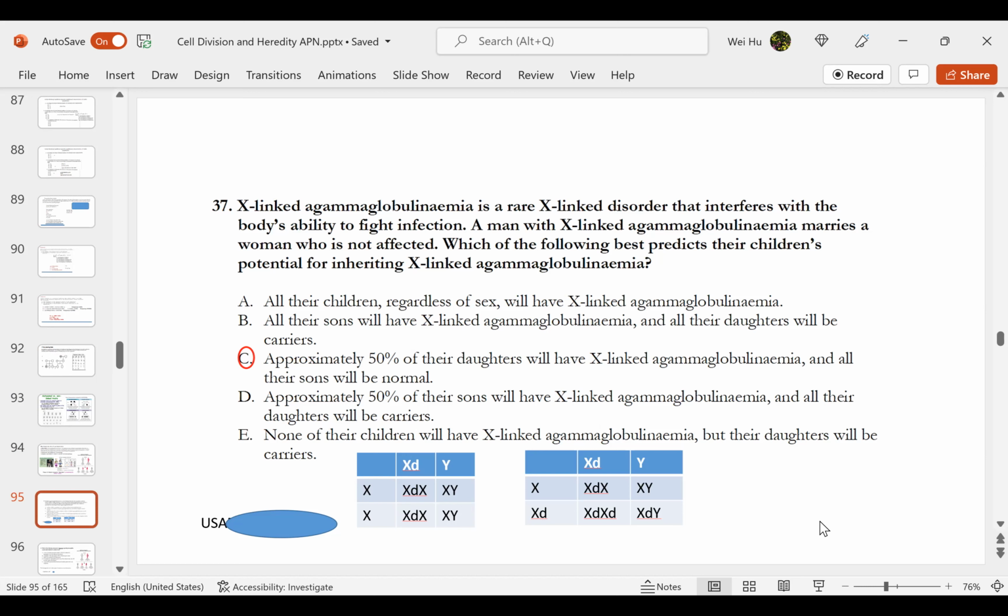You have to do a Punnett square. I already reminded you, your brain is not good enough. So you have to do a Punnett square. Have you done a Punnett square? Do the Punnett square.